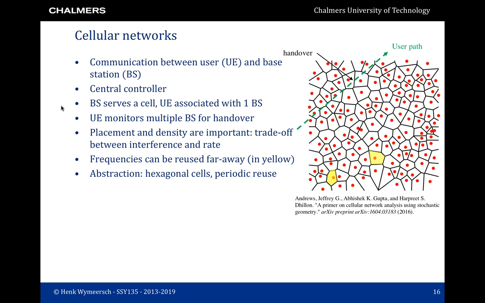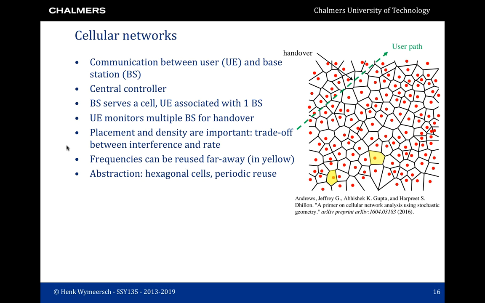A base station serves a certain cell, and a user is typically associated with a single base station. However, users monitor multiple base stations for so-called handovers. This is shown in the picture on the right. The red dots are the base stations. The regions around the base stations are the cells, which can be of different size, and the user is shown with a green path. As the user moves, it sees different cells and it needs to keep track of which base station is assigned to each cell. It does this by measuring power levels with respect to different base stations and then changing base station as needed.